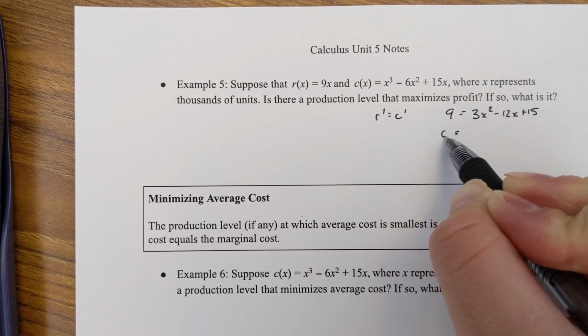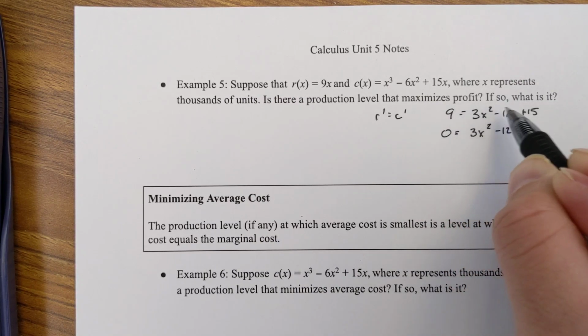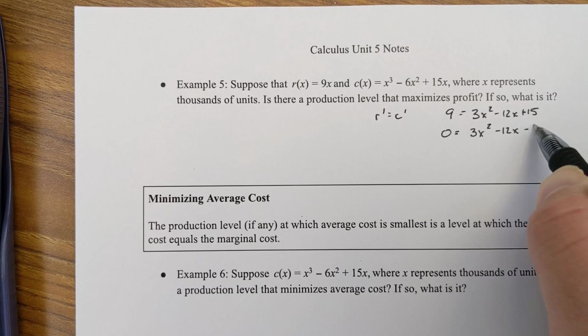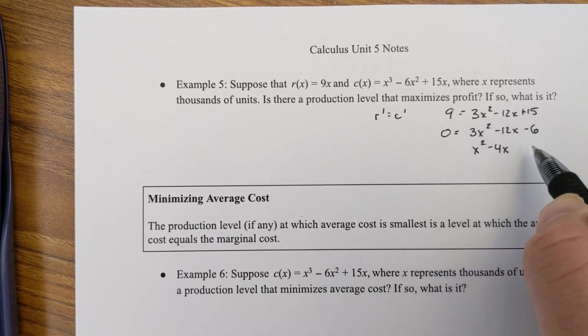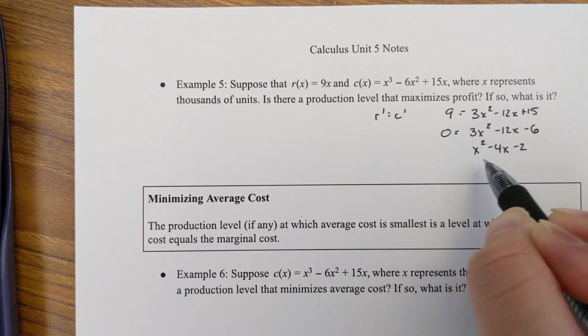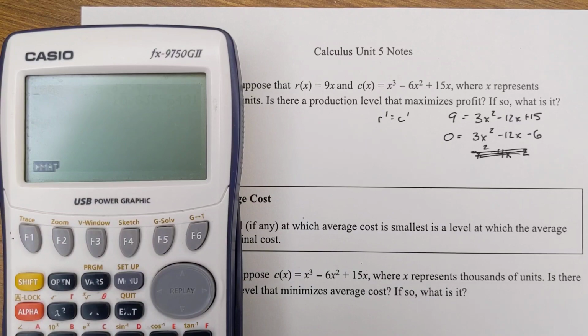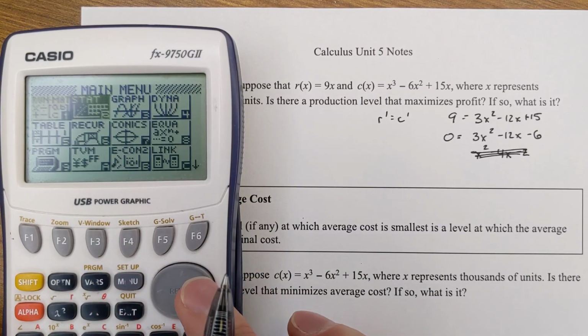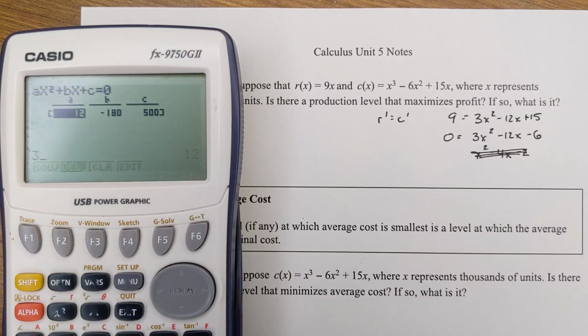So we'll move everything over. This is quadratic, minus 12x. So if I subtract that across, I get negative 6. I can divide everybody by 3, but I'm not sure that's going to help. Not really, still not factorable. So I'm going to let my calculator handle the solutions. So equation solver, polynomial second degree, 3, negative 12, 6.